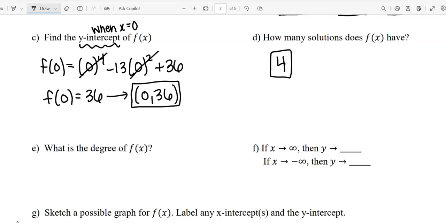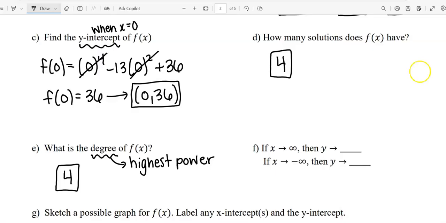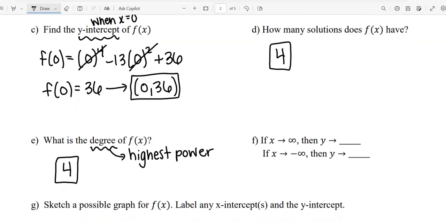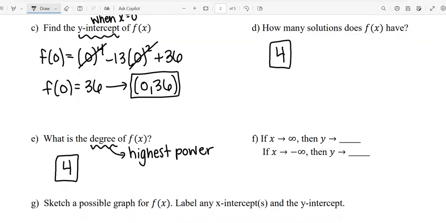Describe degree to me. What is the degree? The highest power, and that's in our polynomial. What's the highest power of our polynomial? 4. Do you notice any consistencies after having day 1 openers yesterday and day 2 openers today? Yeah, the solutions is the same as the degree of the polynomial. So if your highest exponent is 2, you're going to have 2 solutions. If your highest exponent is 18, you're going to have 18 solutions.